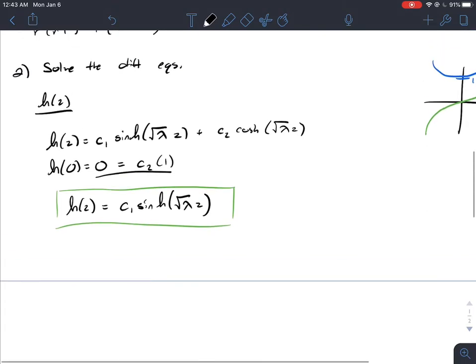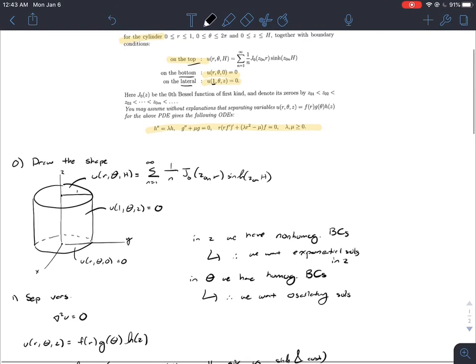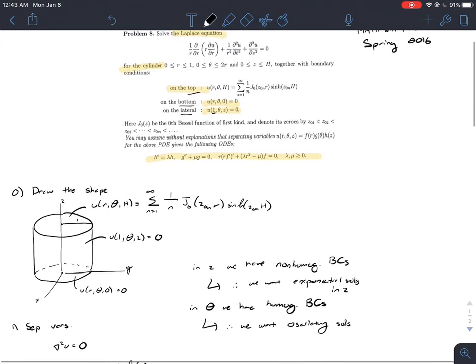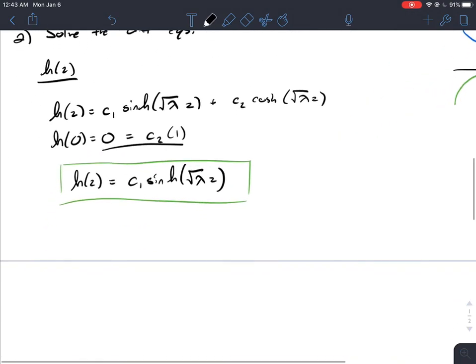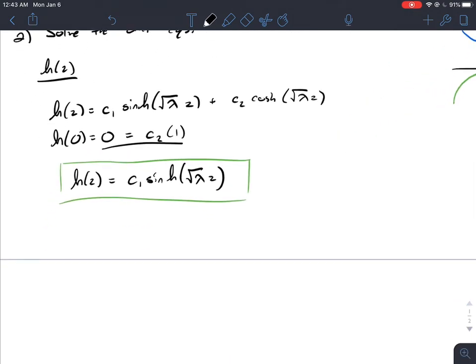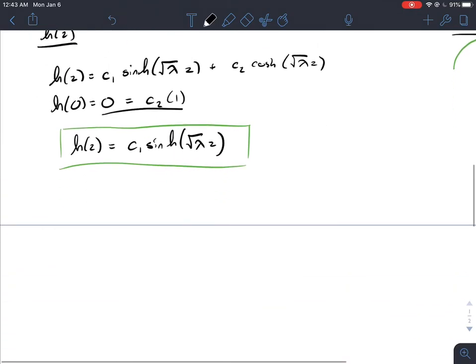You could also technically case out. I don't know if this problem tells you the eigenvalues. This problem doesn't necessarily tell you the values of the eigenvalues straight off the bat. But if you did, we're going to move along now because we can find the exact values of lambdas later. So just take my word for it, and then we'll eventually figure it out. So let's look at the g of theta terms now.